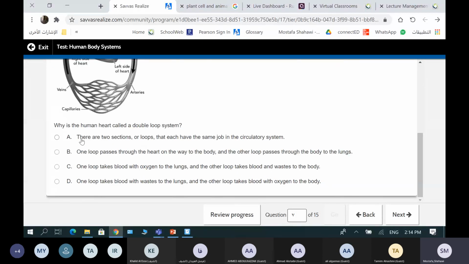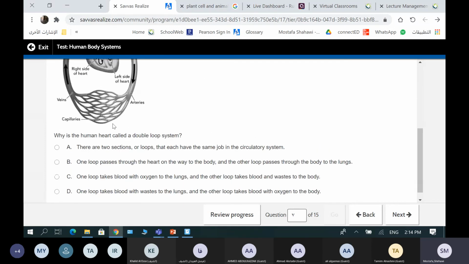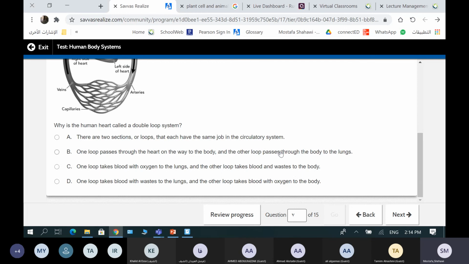Read the question, Ahmed. Why is the human heart called a double loop system? Choose the right answer. A: There are two sections or loops that each have the same job in the circulatory system. They have the same job. And this is why we call it a double loop system. These are the two loops. Read all the choices, Ahmed.